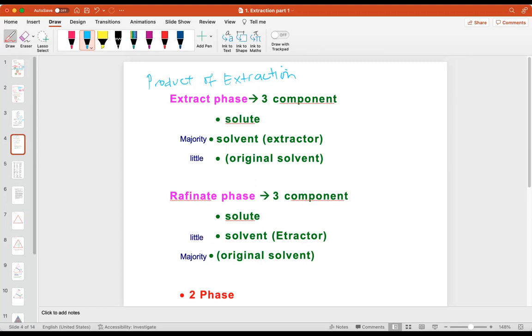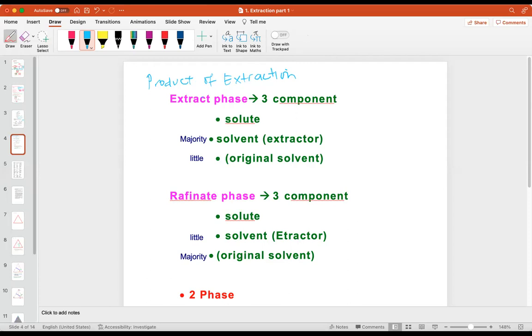Just an example. But in here, when I contact the tea solution and my original solvent in the chemistry lab, and then I mix them together and then separate, the phase that is rich with the tea now becomes the extract phase, and the one that is depleted is called the raffinate. Okay, any questions? No? Okay. Just let me know if you have any questions, yeah?